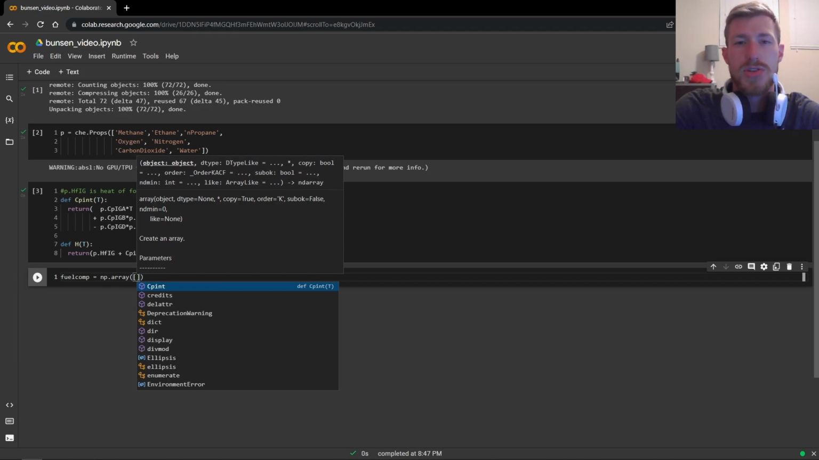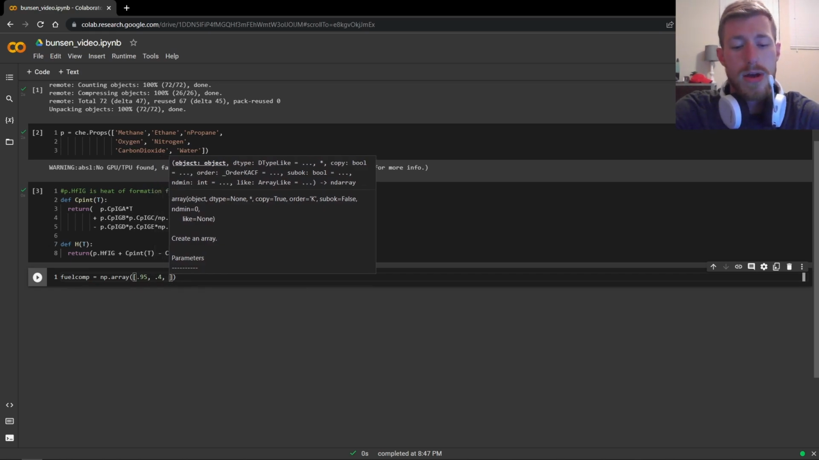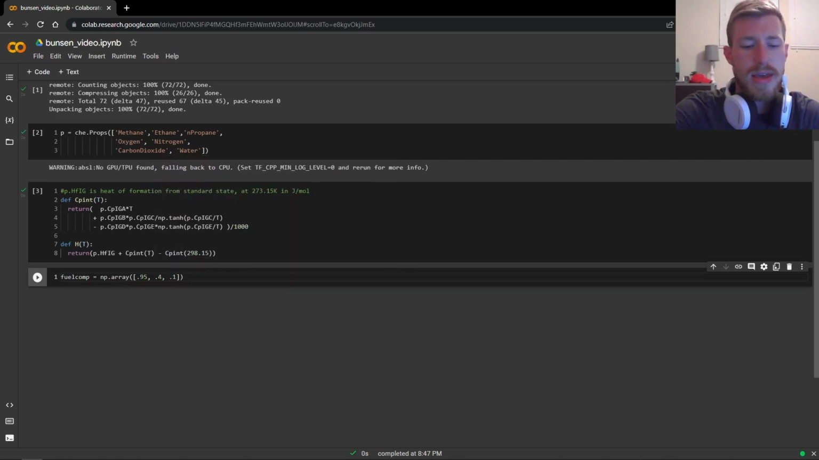Well, we remember our fuel composition is 95% methane, 4% ethane, and 1% propane. So we're just going to plug those numbers in here, 0.95, 0.04, and 0.01. And outside, I'm just going to say meth, eth, and prop. So this is our fuel composition, 95% methane, 4% ethane, and 1% propane.